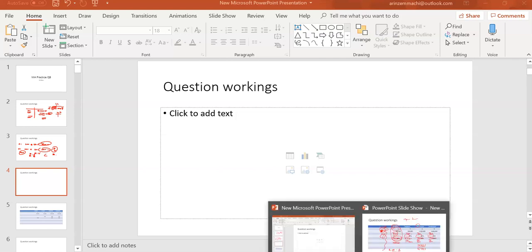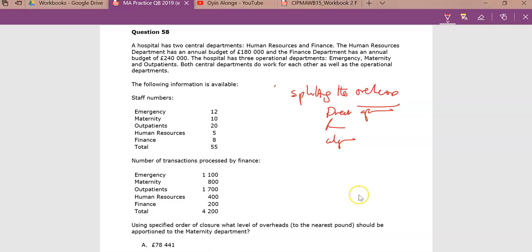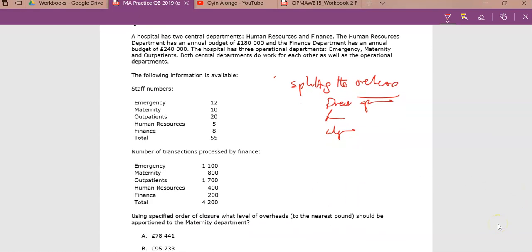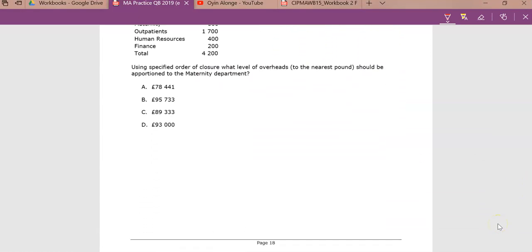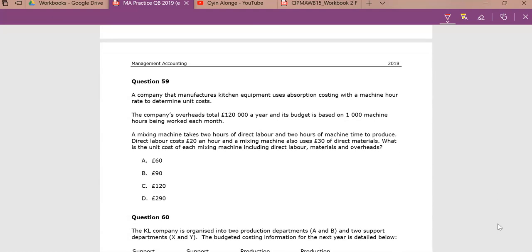Okay, let's do question 59 and 60, and I hope when I do 60 again, that will be a good way of looking at that area in detail again. So let's do 59 quickly.